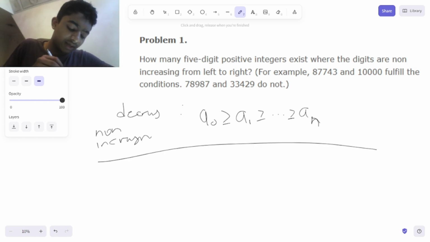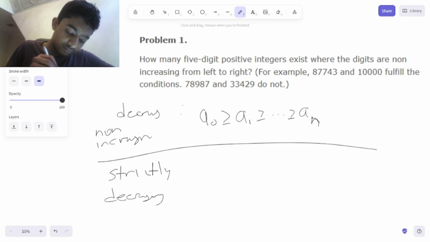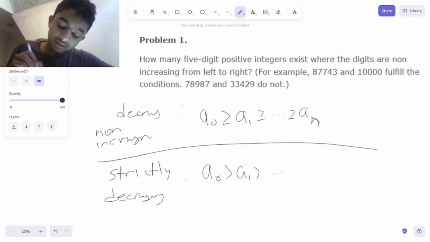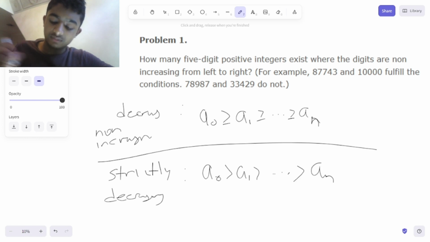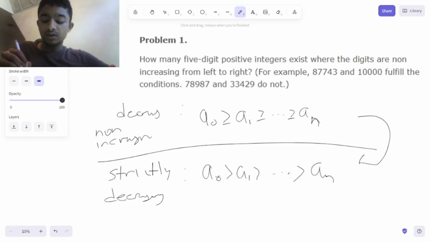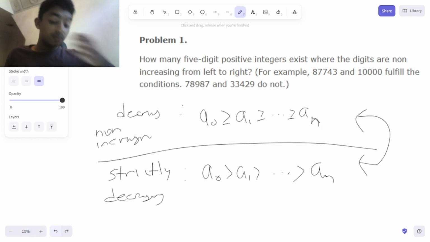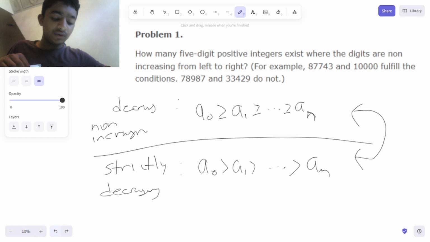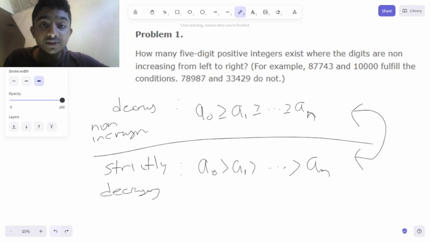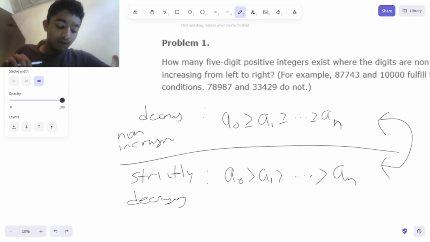Meanwhile, a strictly decreasing sequence would be of the form a0 is greater than a1, which is greater than ... which is greater than an, right? So there's a difference. We don't have strict inequalities in the former case. That's why this problem is a little bit difficult, because they're asking about non-increasing, which means there could be duplicates. If they were simply asking about strictly decreasing, there would be an easy solution.